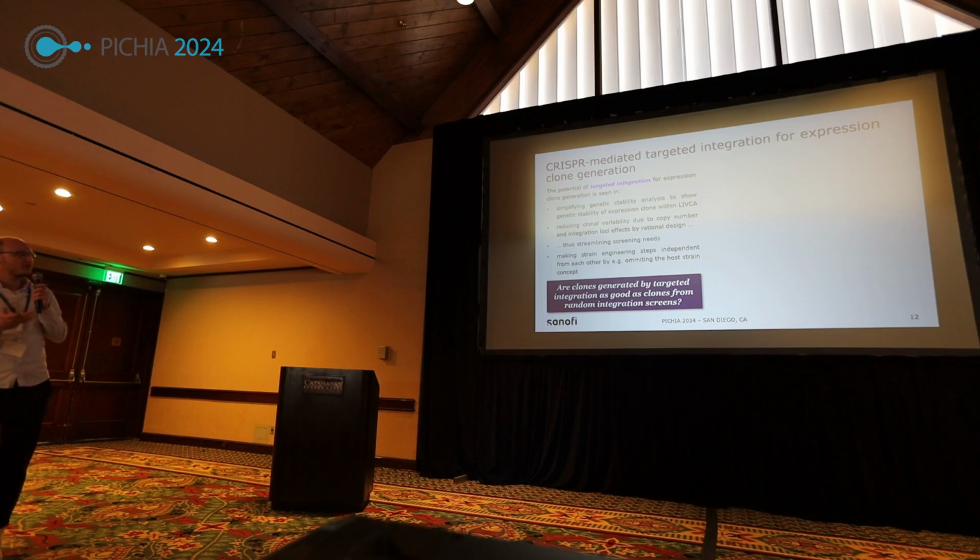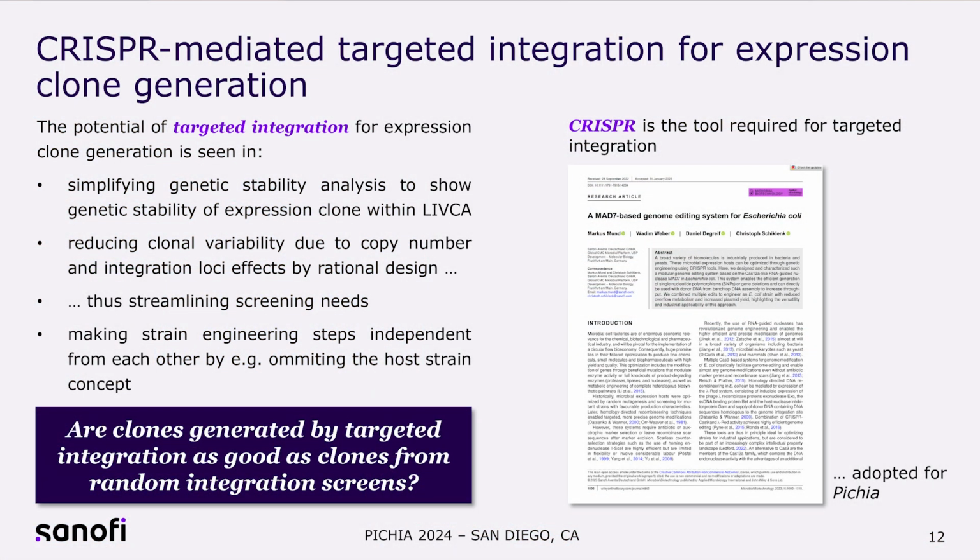We see some further potential for targeted integration. I've outlined now how that could improve genetic stability analysis, but going together with that, we think that we could reduce clonal variability because we don't have the copy number effects, we don't have effects on the integration loci, and also no effect of spontaneously arising mutations, at least those that go together with the integration event. And by that, we were thinking maybe we can also streamline the screening needs.